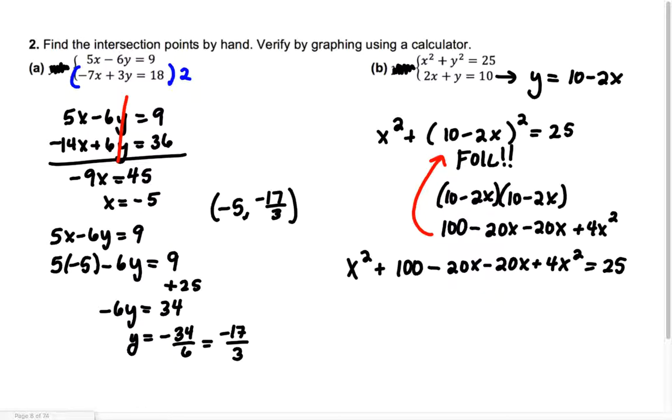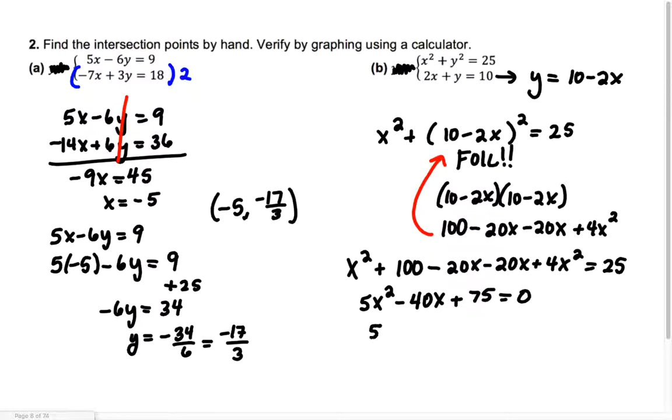So this is all coming back to you. We get everything together, so I have x squared and 4x squared, so I get 5x squared. My 20 and 20 combined to be 40, so minus 40x. And then my 100 on the left side, if I subtract the 25 over, I get positive 75.